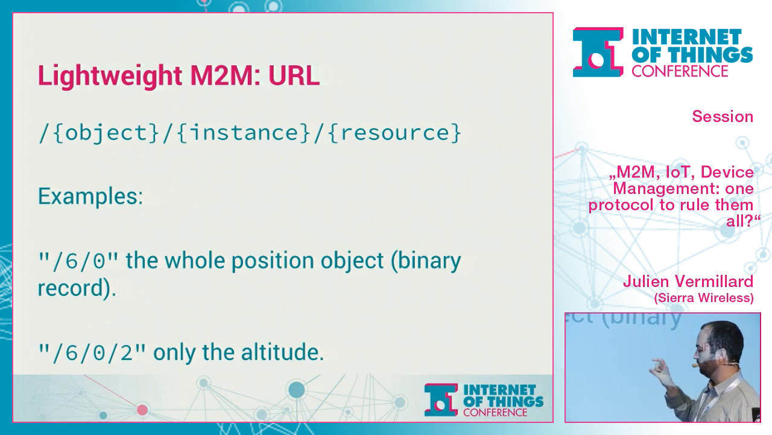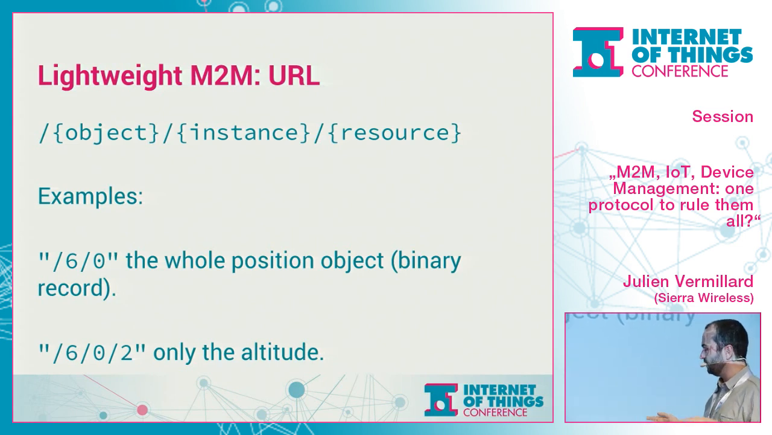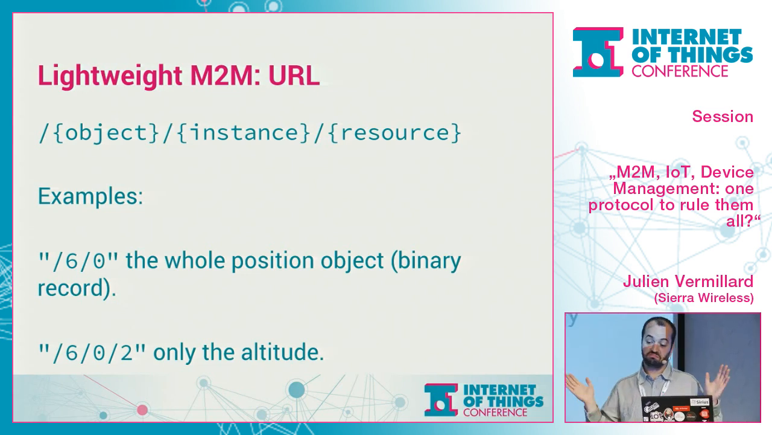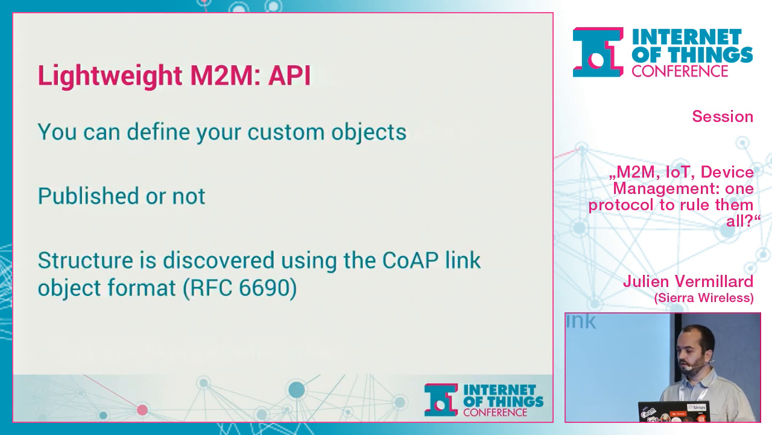A resource is a field of the record. So, for example, if I issue a GET on 6/0, I get the whole position object: latitude, longitude, the speed, quality of positioning. If I issue a GET on 6/0/2, I just get the altitude. So it's basically a very simple REST API for your device. You can also define custom objects. You can publish them or not, it's up to you. And you can discover custom objects using the CoAP link format, like on CoAP.